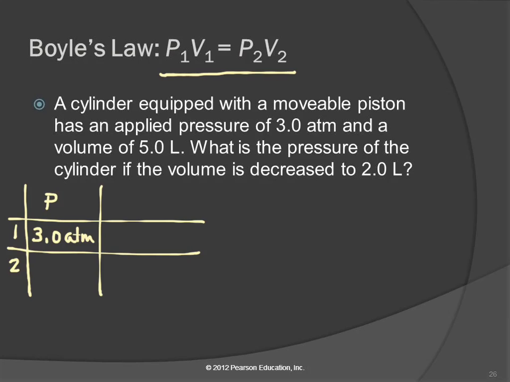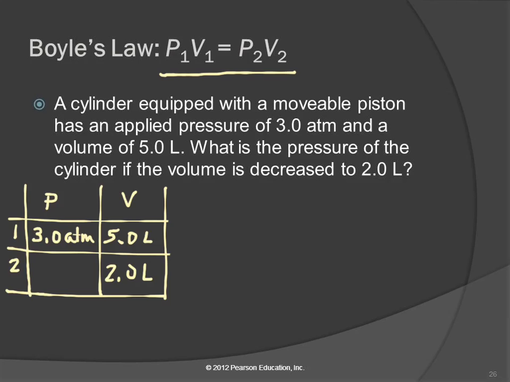It says 3.0 atmospheres and a volume of 5.0 liters. Those two numbers go together, so they're going to go on the same line. So 5.0 liters, that's the volume. So I've got a volume and a pressure. Those two things went together. And then it says, what is the pressure? That's our question. What is the pressure if the volume is decreased to 2.0 liters? So the volume is going to be decreased to 2.0 liters.